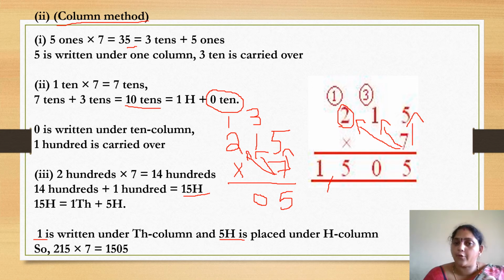7 2s are 14, 1400. Already we are having 100 carried forward here. Now you add that 100 to 1400. You will be getting your answer as 1500. That is nothing but your product, 1505. This is how you are going to do your calculation in the form of the column method.